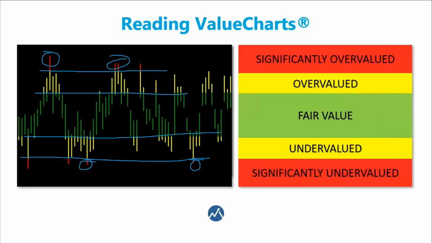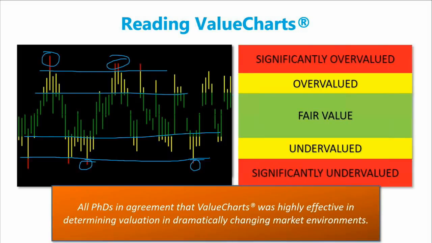Now, again, we had this vetted by 3 different PhDs: Dr. Abraham Weiner from the University of Pennsylvania, Wharton School of Business, Dr. Eric Laber from the University of Michigan, and Dr. Sheila Nair from UCLA. All of them were in agreement that value charts is highly effective in determining valuation in dramatically changing market environments. Now, one of the things that separates value charts from something like Bollinger Bands or any other overbought, oversold indicator, aside from the fact that it's patented and nobody else has the algorithm, is that it has dynamic volatility units that adjust based on changing market volatility and changing market environments. So it will automatically adjust based on the current market volatility in the current market environment.